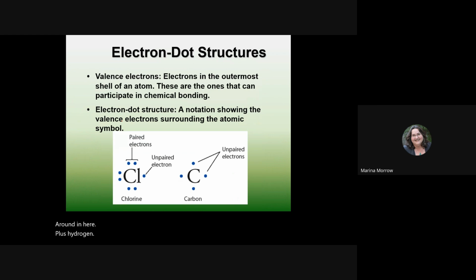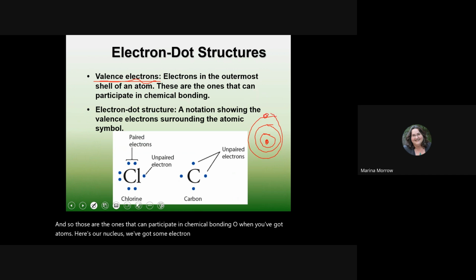Okay, so let's look at those ionic bonds, or looking at how we look at atoms in what's called the electron dot structure. So for one thing, we want to look at the valence electrons. Those are the electrons in the outermost shell of the atom. And so those are the ones that can participate in chemical bonding. So when you've got an atom, so here's our nucleus, we've got some electron shells. The ones in the outermost shell, those are the ones that can be ripped off, or those are the shells that are unfilled. So usually you want to have at least 8 in the shell.